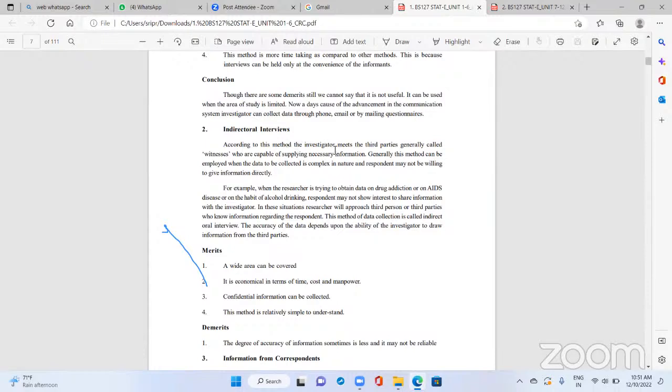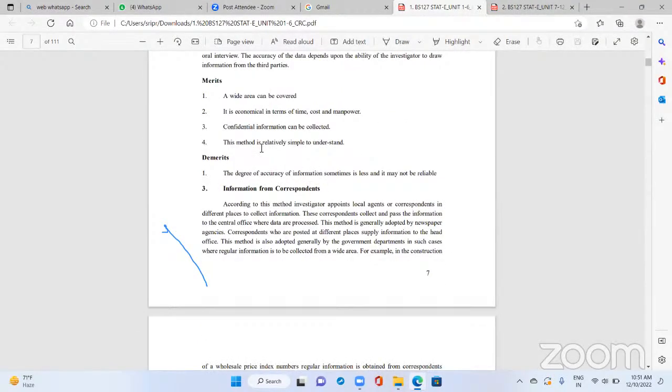According to this method, the investigator meets third parties, generally called witnesses, who are capable of supplying the necessary information. Generally, this method can be employed when the data to be collected is complex in nature, and the respondent may not be willing to give information directly. It has merits and demerits also.